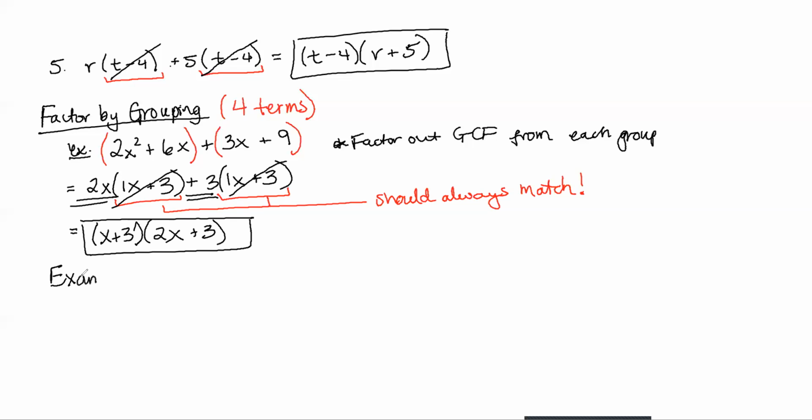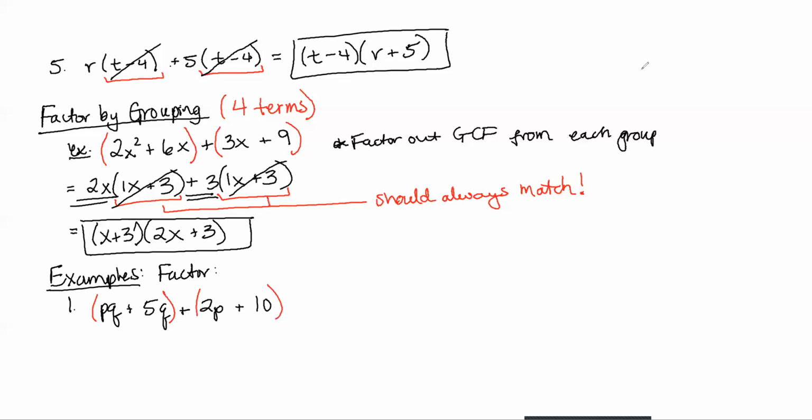So let's go ahead and run through some more examples. Let's get as much practice with this in as possible. Number 1, we're given PQ plus 5Q plus 2P plus 10. So 4 terms, so we know we're grouping. Let's put parentheses around the first 2 terms, leave the plus sign, last 2 terms.